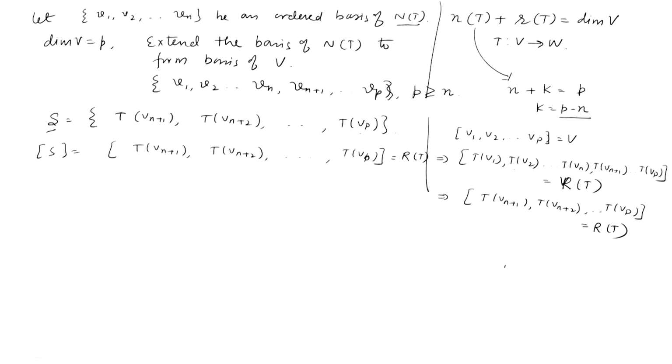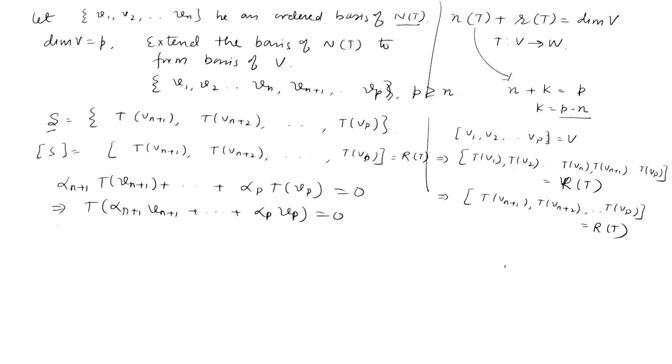Now, the second thing we have to show is that this set is linearly independent. So, take some linear combination of these elements, put it equal to 0, and we have to show that all alpha i's from n+1 to p are 0. So, this implies T of (alpha n+1 V n+1 and so on up to alpha p V p) equals 0, because T is linear. So, this implies alpha n+1 V n+1 and so on up to alpha p V p belongs to the null space of T.